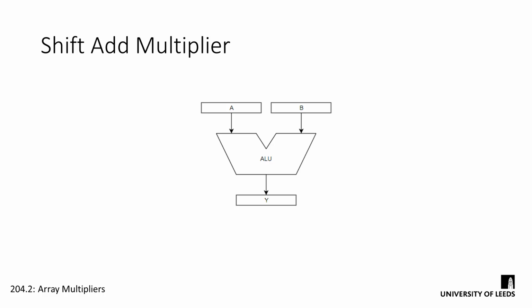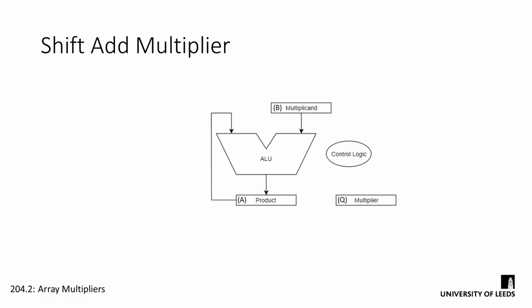For our inputs, we'd need one register for the multiplicand and the other to be fed back from the output, so we can keep adding on top of our cumulative partial products. We'd also need another register to hold our multiplier, and some control logic to get the whole thing to work.